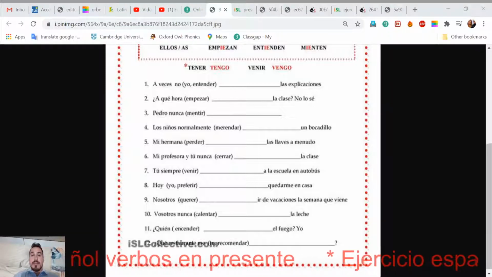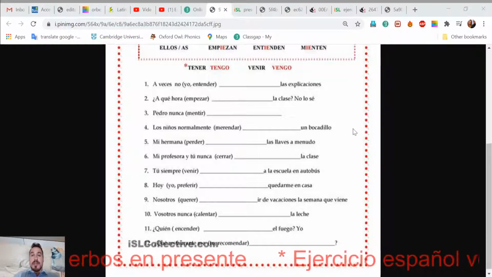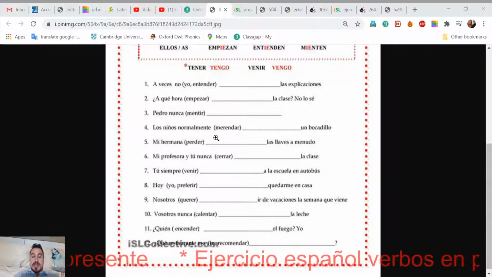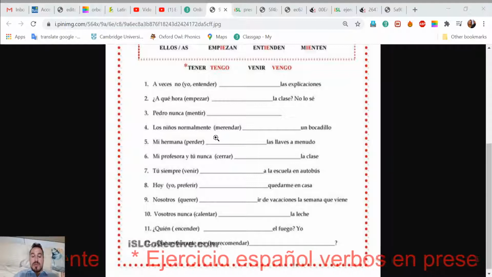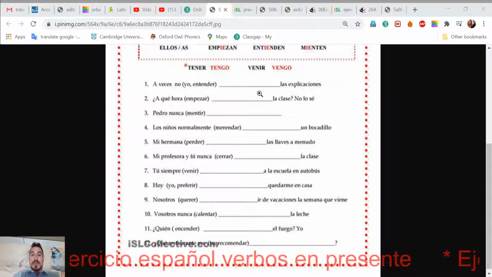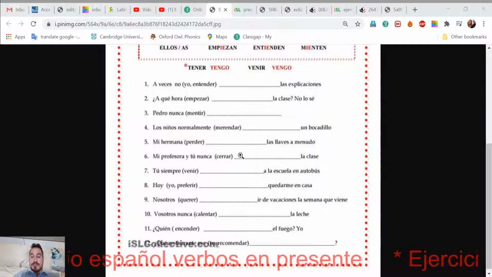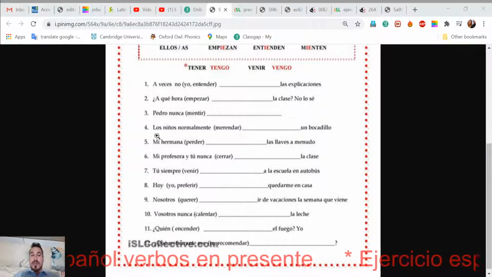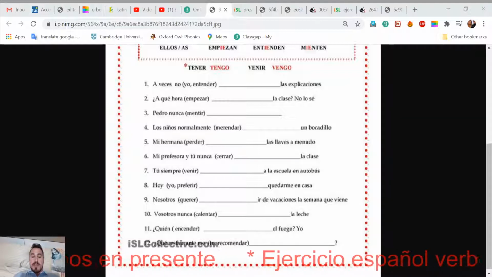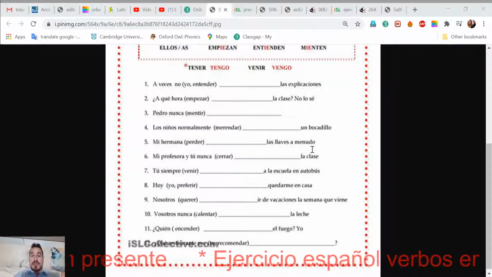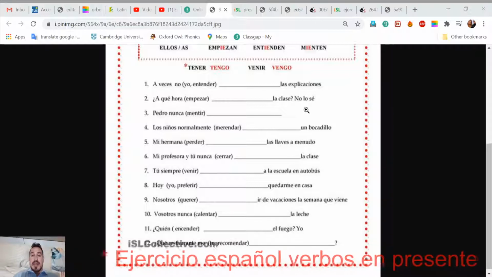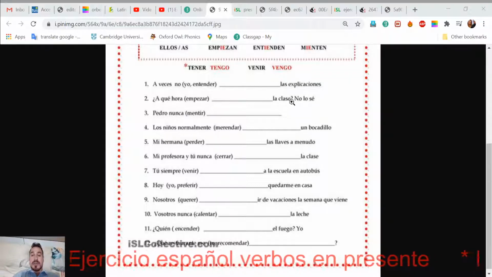So what do you think is going to be? What is it? I think it was up there. Entiendo. So a veces no entiendo las explicaciones. So sometimes I don't understand explanations. Dos, ¿a qué hora empieza la clase? Here it's going to be empieza because we're talking about la clase, the lesson. So what time does the lesson start?